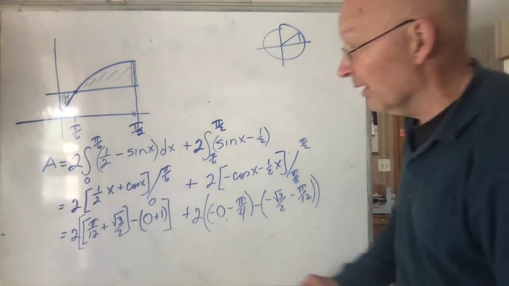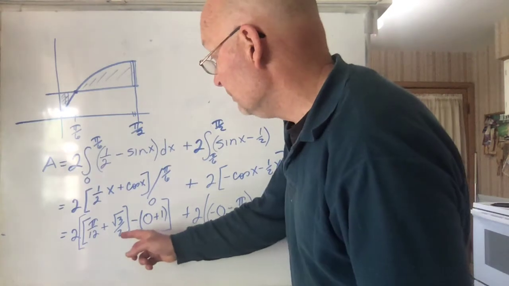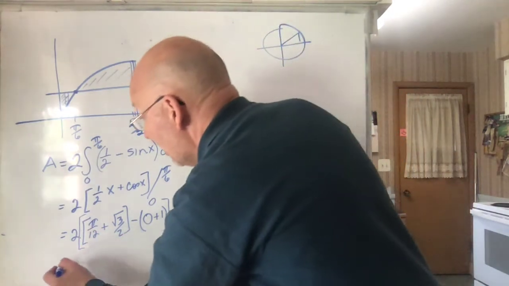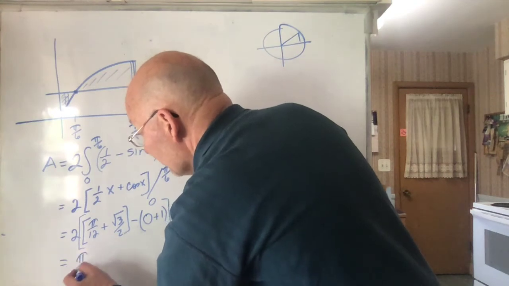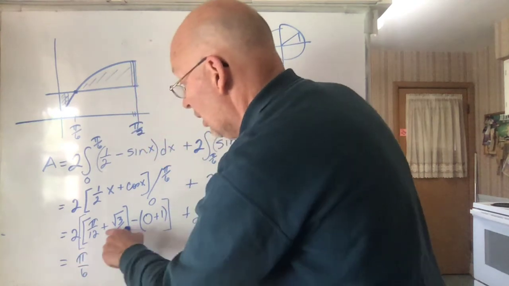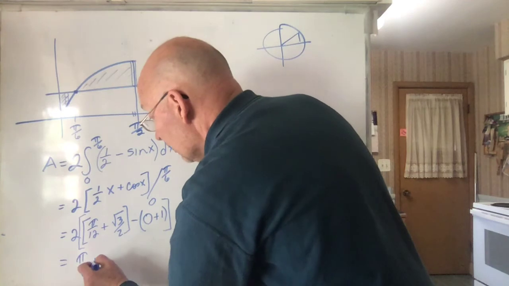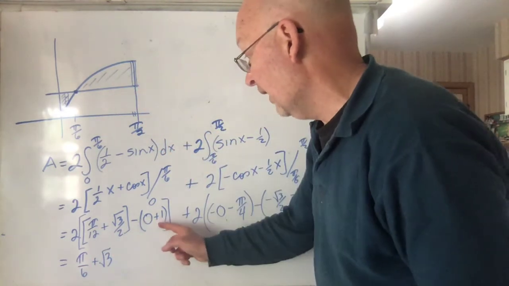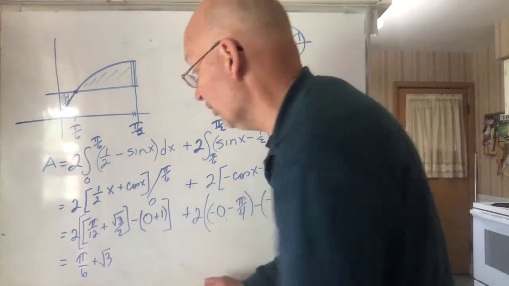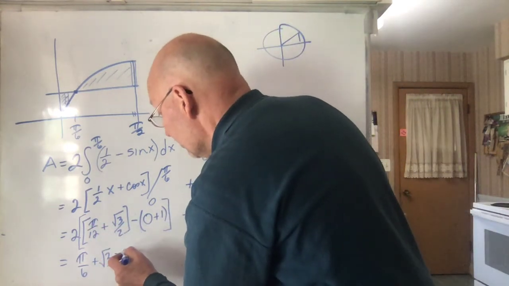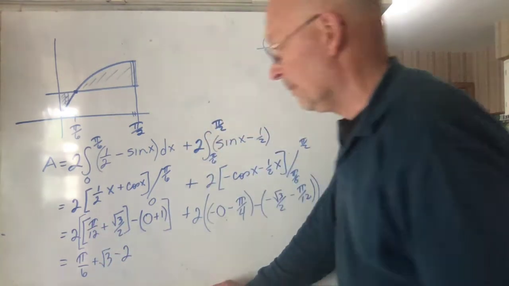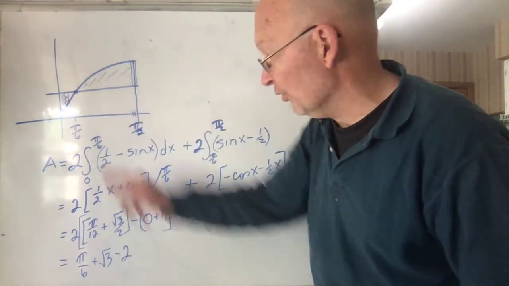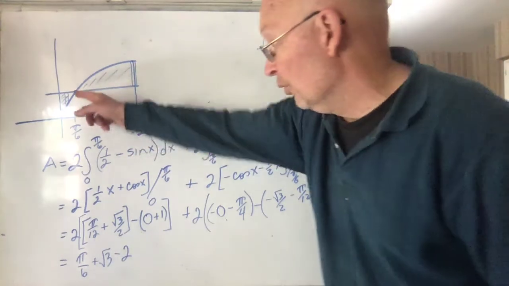Okay, let's see how well I did. So this is going to be, if I multiply it by 2, I'm going to get pi over 6 plus square root of 3. And then here I'm going to get minus 1. So minus 1 times 2 is going to be minus 2. Okay, so there's that portion times 2.